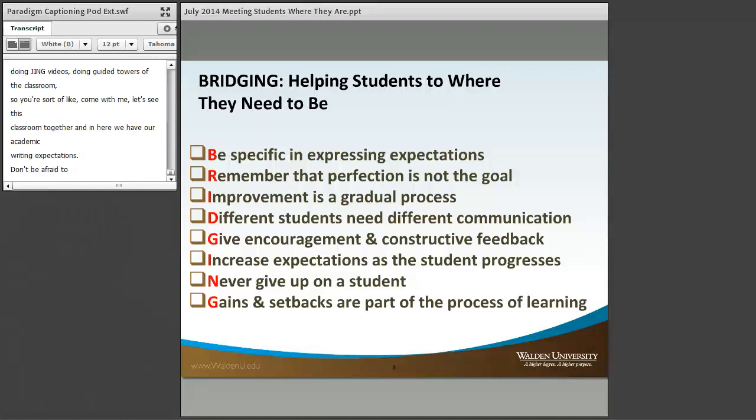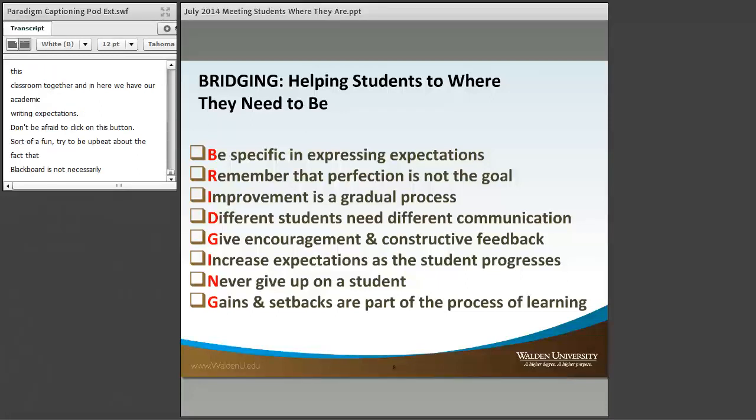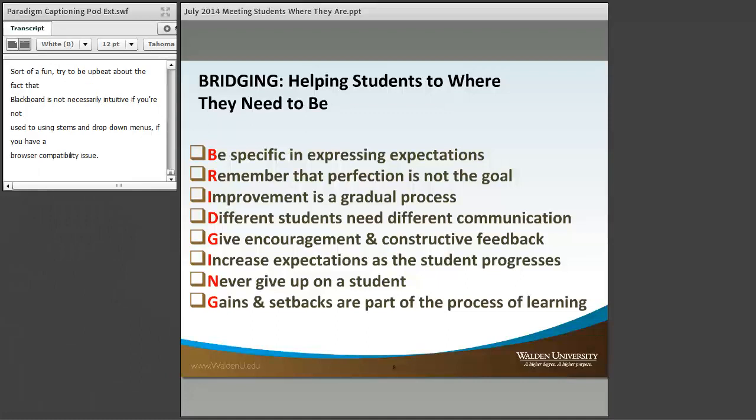It's a fun, upbeat way to acknowledge that Blackboard is not necessarily intuitive if you're not used to using menus and drop-down menus. If you have a browser compatibility issue, you can really get lost. We find that Mac users frequently encounter problems with the Blackboard interface.